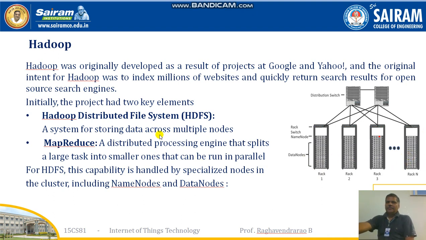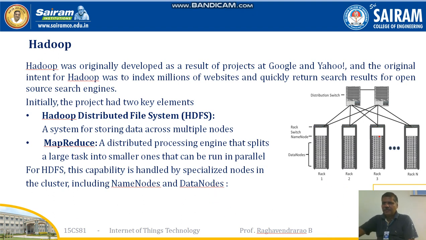Okay, and there is one more concept called MapReduce. This is an important concept where the data is distributed across the processing engine, which splits a large task into smaller ones that can run in parallel, so that the search can be faster. That is a major advantage. Here it stores the data in the HDFS, the Hadoop Distributed File System. It is capable of handling specialized nodes in the cluster, including name nodes and data nodes.